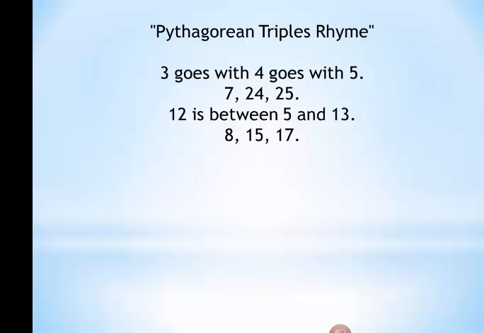Now, 3, 4, and 5 is a triple, but 6, 8, and 10 is also, because you can multiply. So if you have a triangle that you think might be a triple, you can always reduce the sides by the same number to see if it goes with one of these.